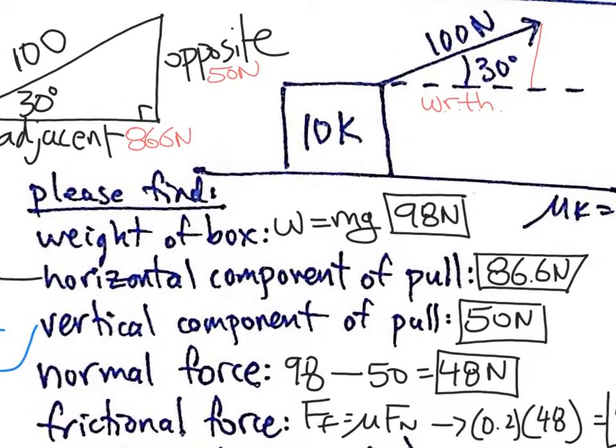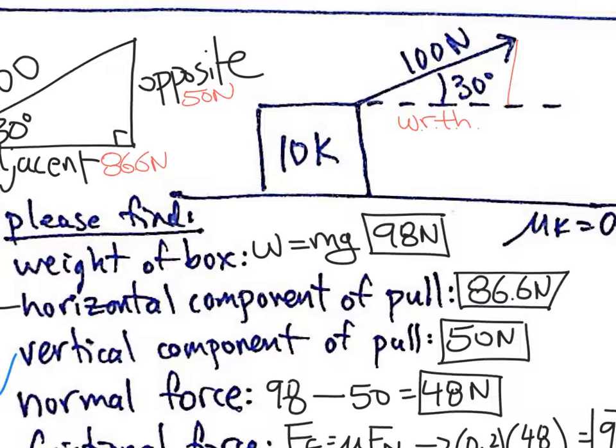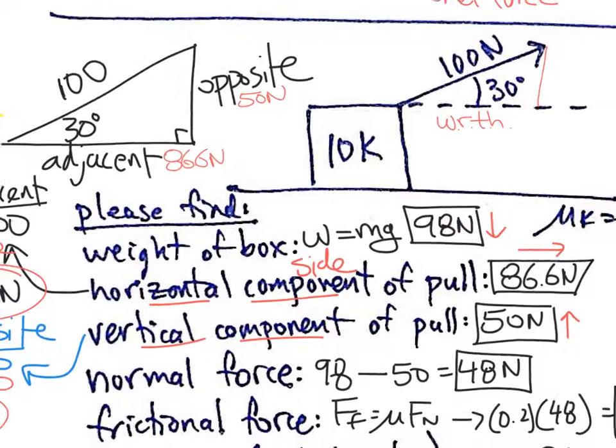Okay, so what are we finding? Weight of the box. We know the mass is 10 kilograms, so the weight is 98 newtons. And let's put some little arrows to indicate direction. Horizontal component of pull, that's what we just found. How much is it being pulled to the side? 86.6 newtons. Vertical component, so it's being pulled up. It's not going to go off the ground because it weighs 98 newtons, but it's being pulled up 50 newtons, which is about half of the weight of the box.